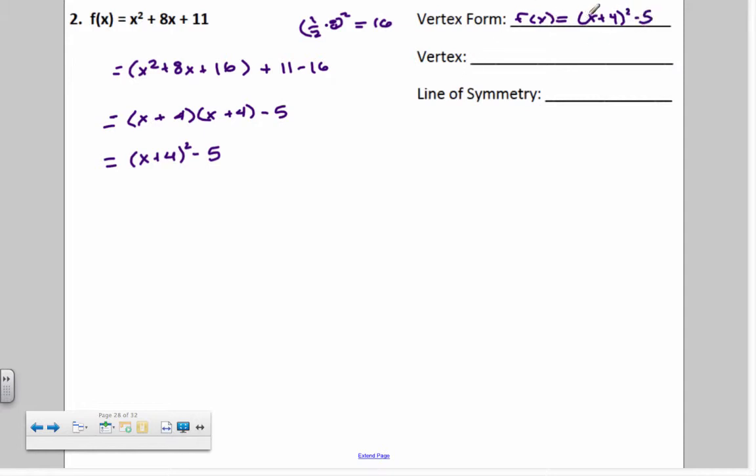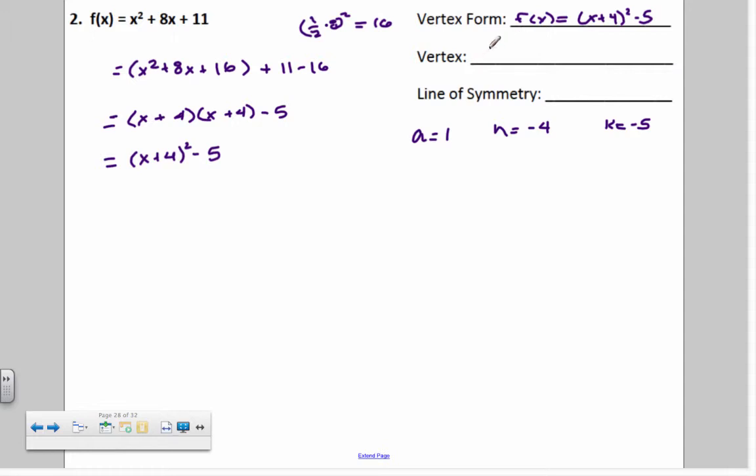And now I have my a, h, and k. If I take a look here in front of my parentheses, I have a, which is 1. Inside the parentheses, I have h, which is negative 4. And out here, I've got k, which is negative 5. And I'll just write those right here. A is 1. H is always opposite, negative 4. And then k is negative 5.